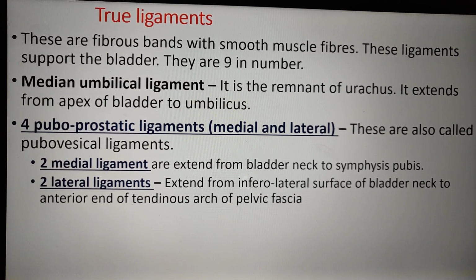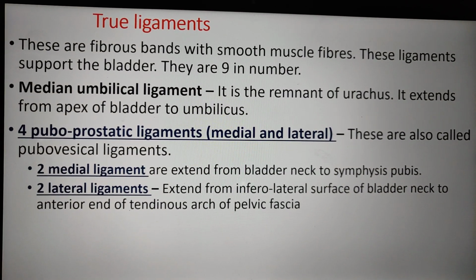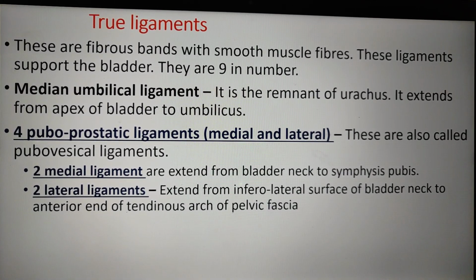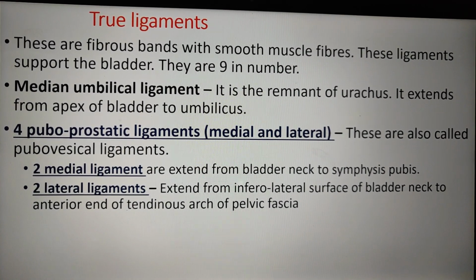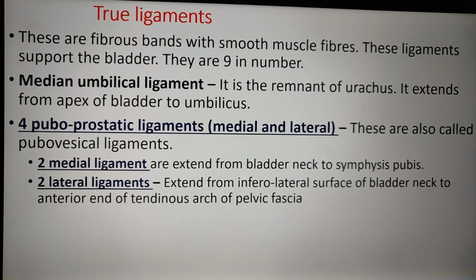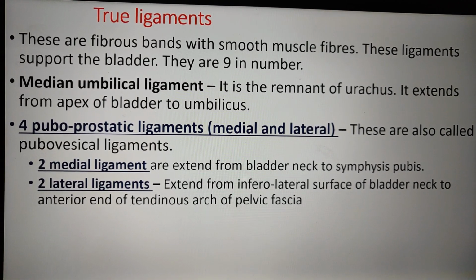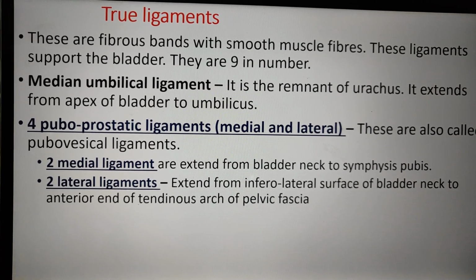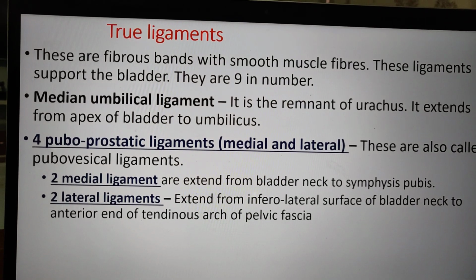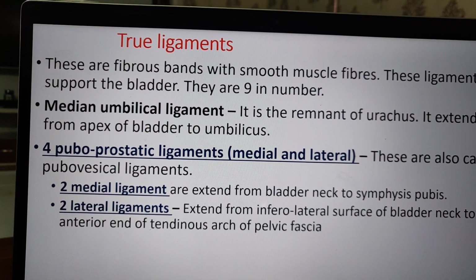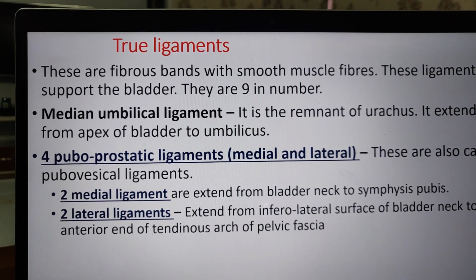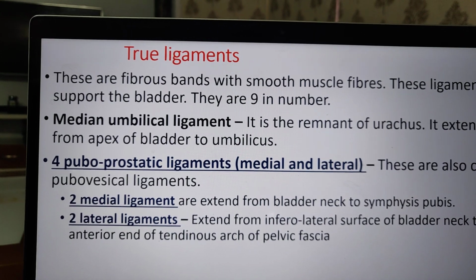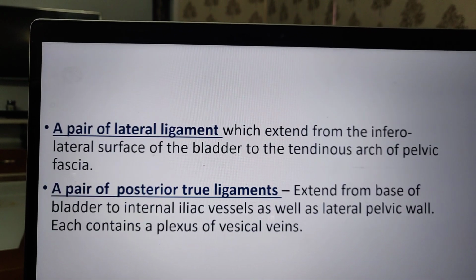Then 4 puboprostatic ligaments, medial and lateral, also called the pubovesical ligaments. The 2 medial ligaments extend from the bladder neck to the pubic symphysis, and the 2 lateral ligaments extend from the inferolateral surface of the bladder neck to the anterior end of the tendinous arch of the pelvic fascia. So these are the total 5 ligaments: the median umbilical ligament, which is unpaired, and 4 puboprostatic ligaments, 2 medial and 2 lateral.